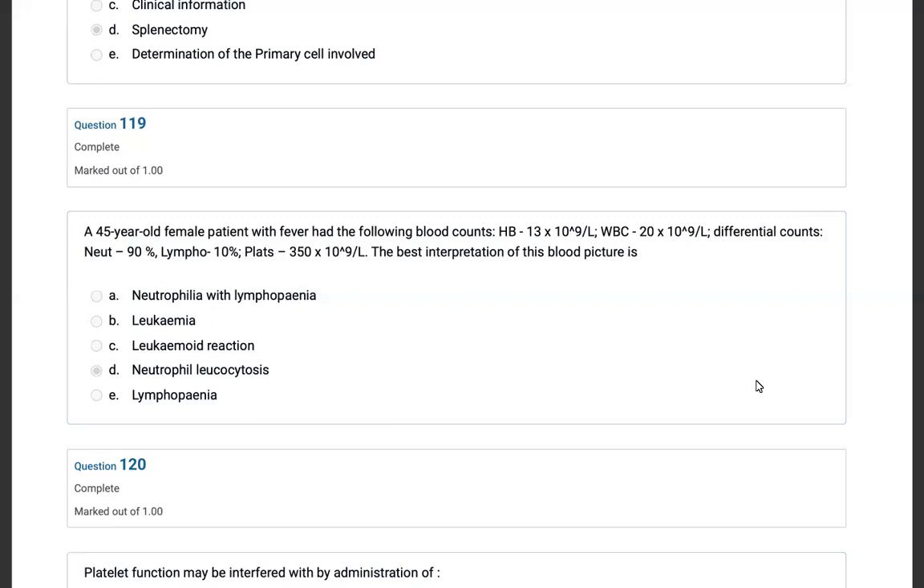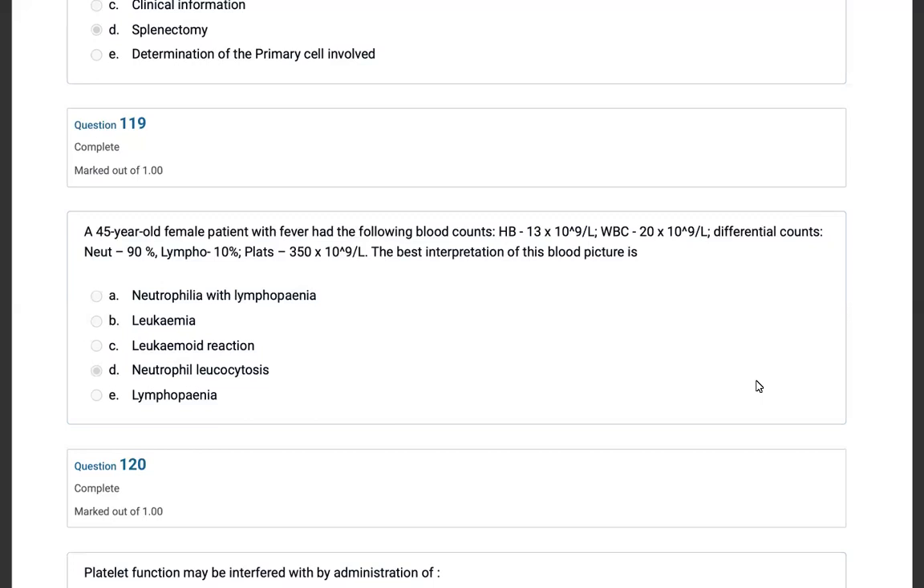Then you can be asked the stains. What are the stains used for this test? New methylene blue, brilliant cresyl blue. Then you can be asked to name conditions. So instead of writing hemolytic anemia, you'll write the classes: sickle cell anemia, hereditary spherocytosis, maybe autoimmune hemolytic anemias. You can give examples like the autoimmune hemolytic anemias and so on.